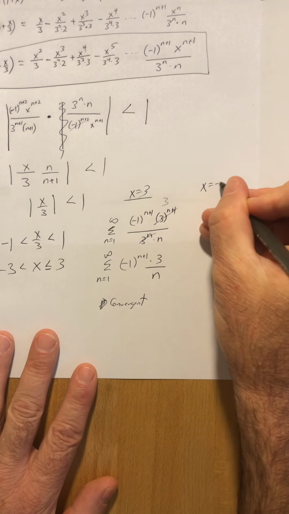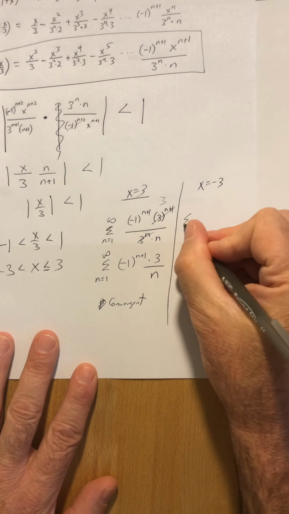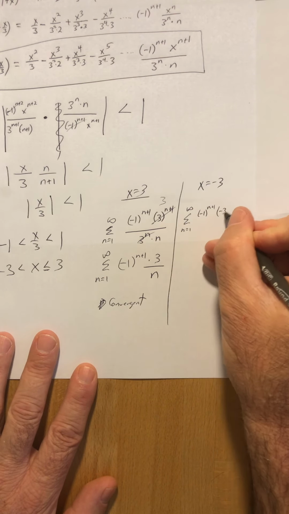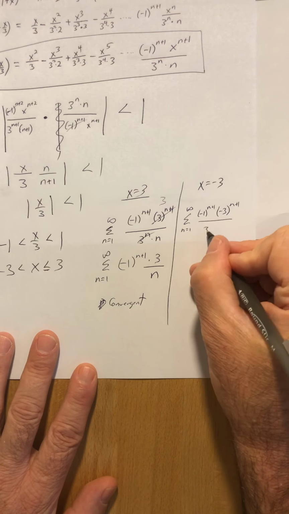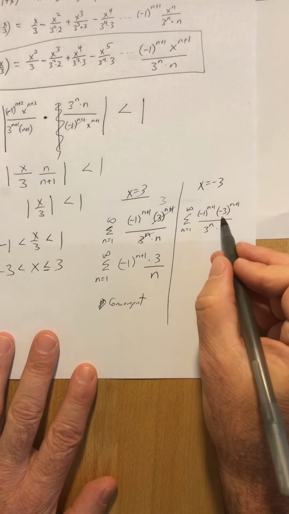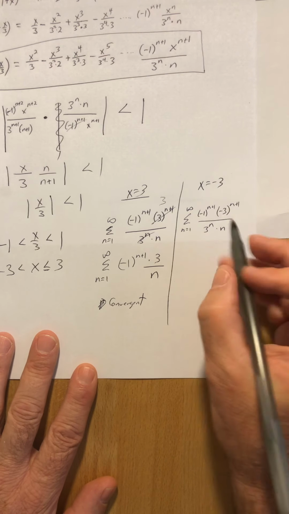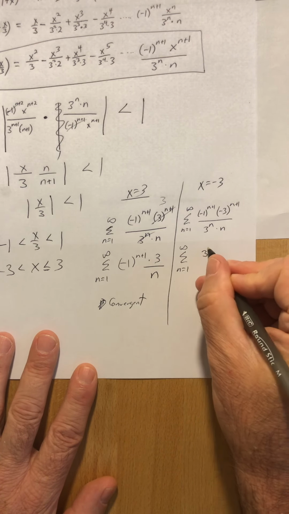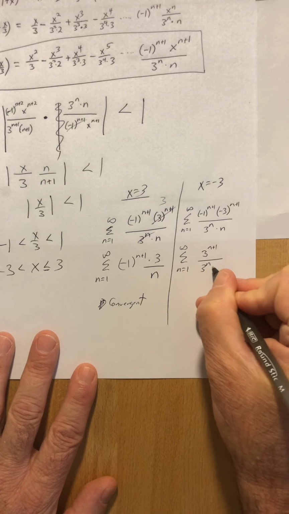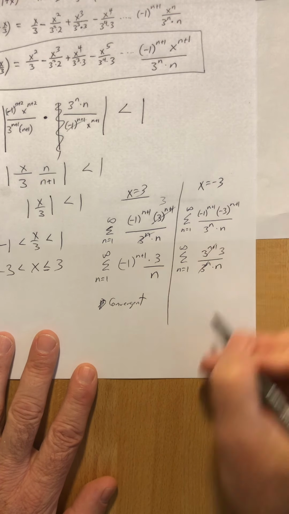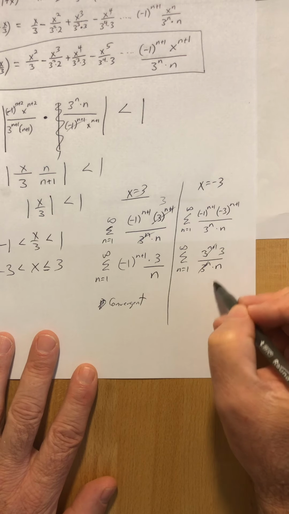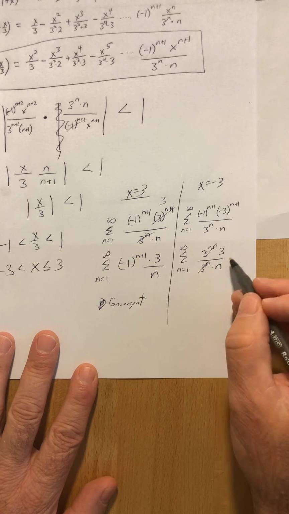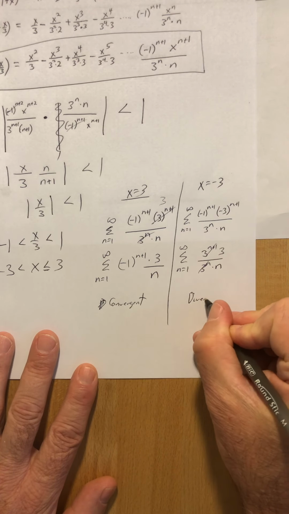If I do x equals negative 3, I'm going to have another infinite series. I'm going to have negative 1 to the n plus 1. This time I'm going to have negative 3 to the n plus 1, and then on the bottom, 3 to the n times n. Here, these two have the same power, so they can be put together. So this is actually the same as positive 3 to the n plus 1 over 3 to the n times n. These again cancel, leaving you with 3 over n, from n equals 1 to infinity. That's 3 times the harmonic series, which we know to be divergent.